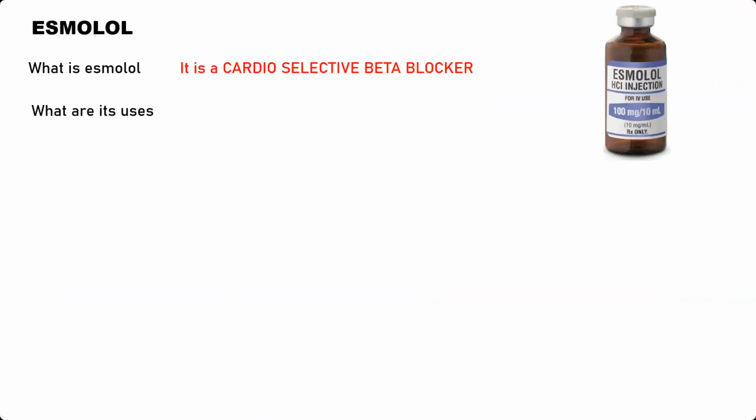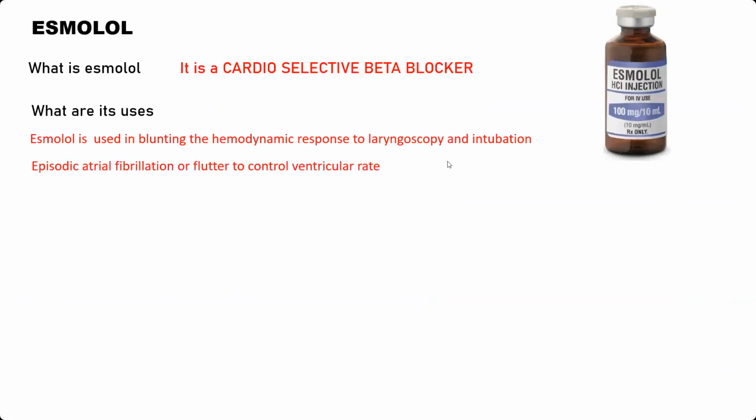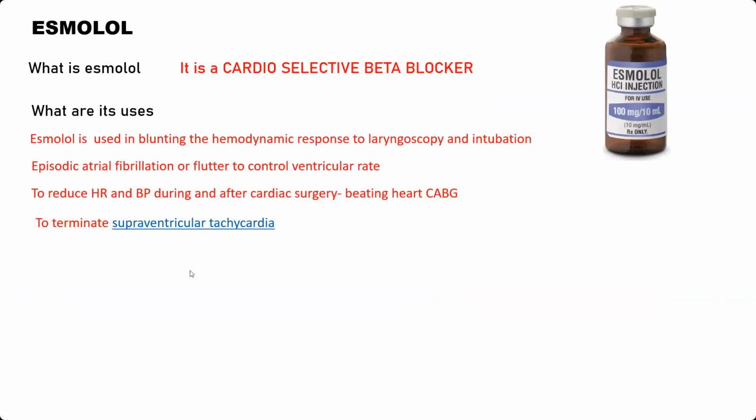Next drug is esmolol. It is commonly used. What is esmolol? An ultra short acting cardioselective beta blocker. What are the uses? In accelerated hypertension, it can be given as an infusion. It is used to blunt the hemodynamic response to laryngoscopy and intubation, in episodic atrial fibrillation to control ventricular rate, to reduce heart rate and BP during and after cardiac surgery, especially beating heart CABG, and to terminate supraventricular tachycardia.